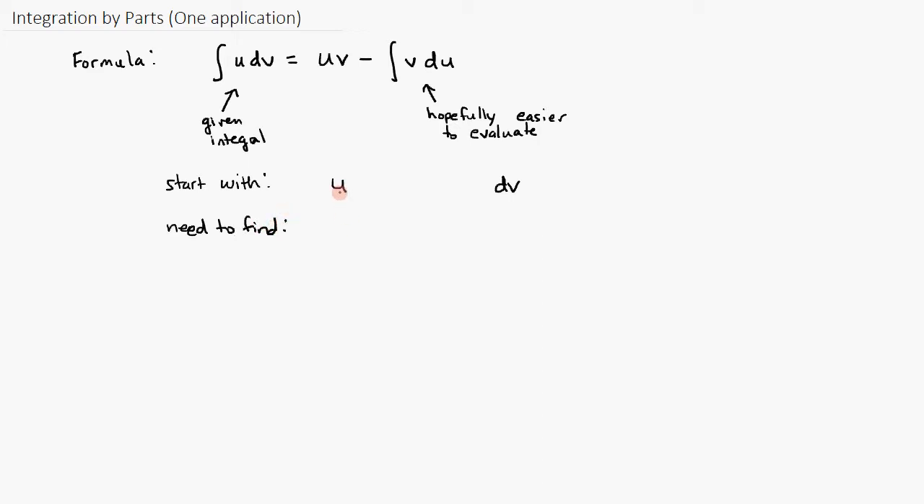From u, we differentiate to get du. So du will be u prime dx, and then from dv we integrate to find v. So again, here we differentiate, here we integrate.